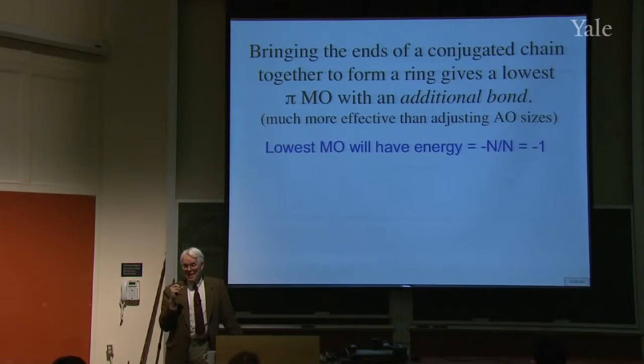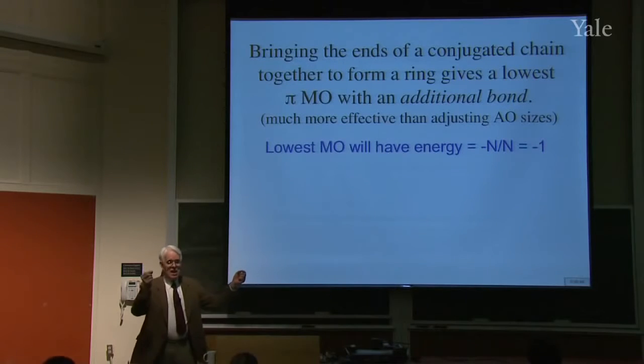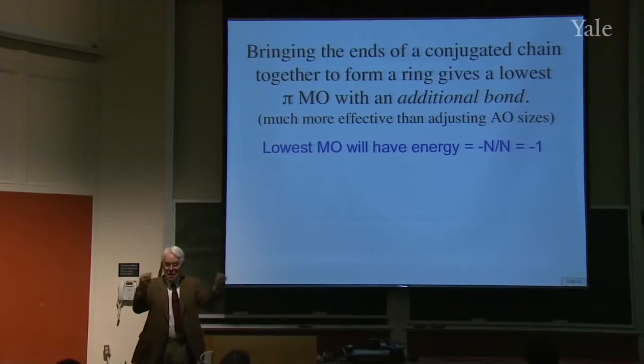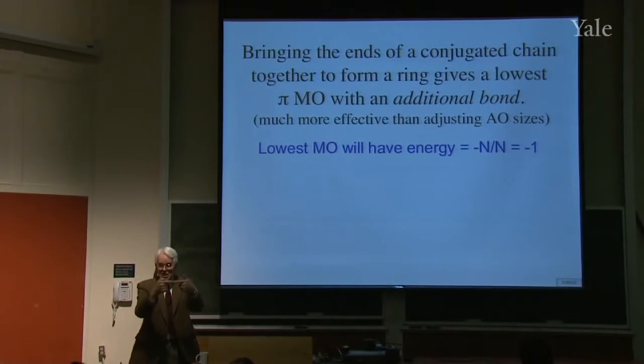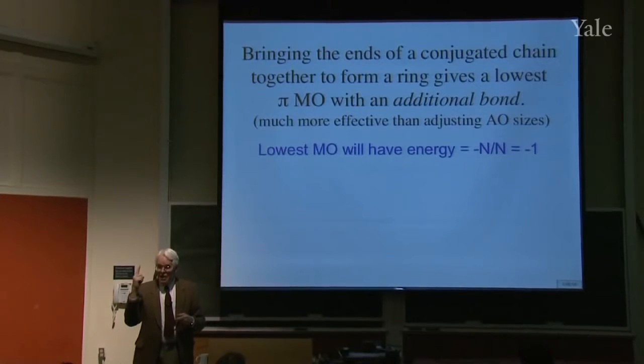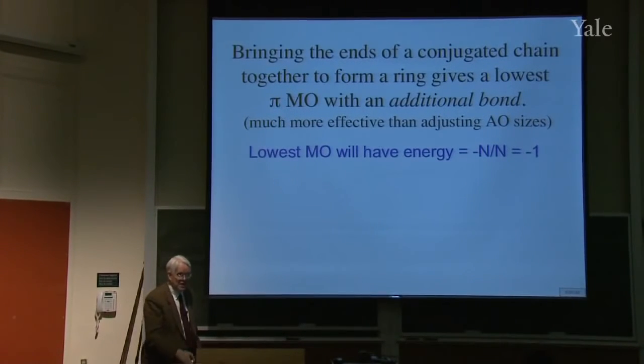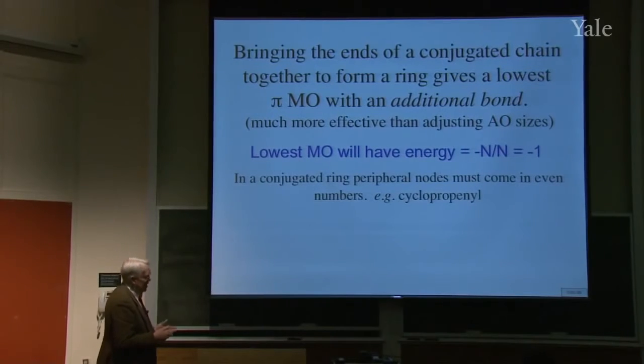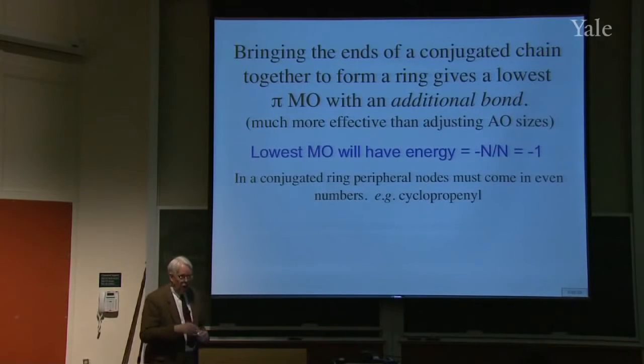Are you with me on that? Right? When we had a chain, the number of pairs down the chain was 1 less than the number of atoms. But if we bring them together and let the ends touch, then we get another one. So it's n over n, so it goes to minus 1, the lowest possible energy. So in a conjugated ring, the nodes, as you go around the ring, must come in an even number.